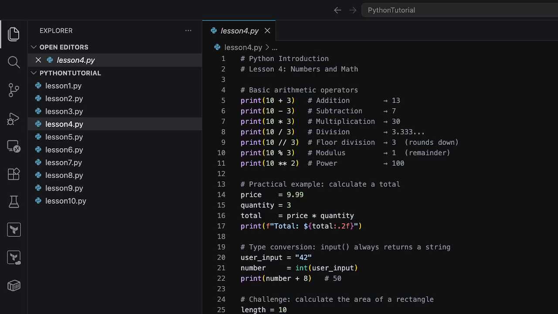Double slash is called floor division. It divides two numbers and then rounds down to the nearest whole number. So 10 divided by 3 is 3.33, but floor division gives you just 3.